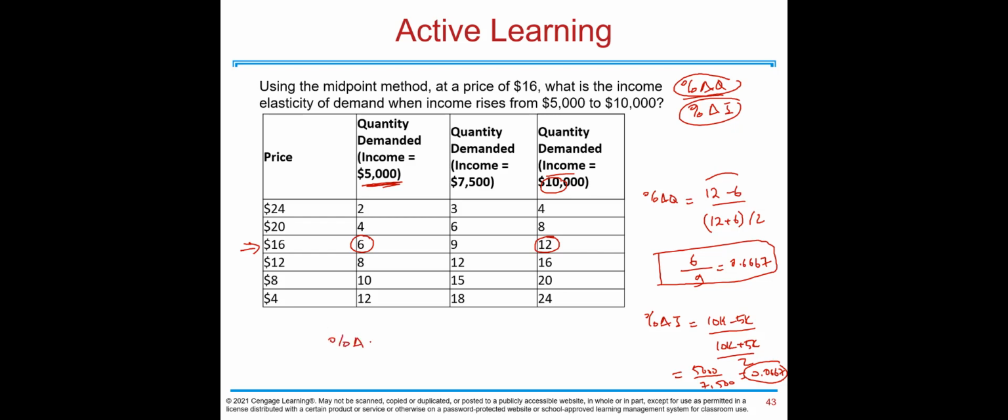Let's write it. Percentage change in quantity divided by percentage change in income, which is 0.6667 divided by 0.0667, which is equal to 10. So this number is positive, therefore this good is normal, and it's greater than 1. That means this good is income elastic, very sensitive to changes in income. Its consumption is very sensitive to changes in income.